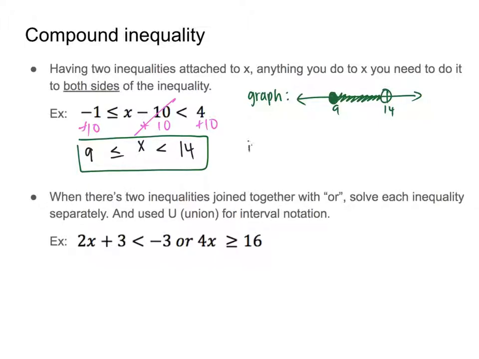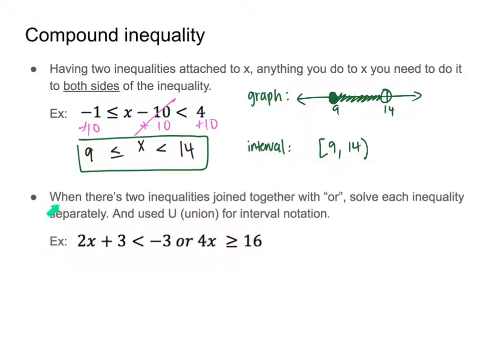Now for our interval notation, it looks like we have bracket 9 and then 14 parenthesis. And that's it. And there we go, we have the graph and interval. Like I said, when you graph it, the interval just becomes so easy to figure out.